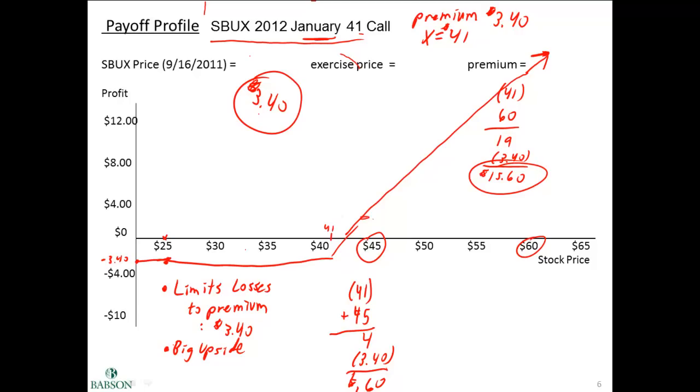versus if you bought the stock at 40 or 41 and sold it for 60, that's a 50% rise, as opposed to, again, a 500 or a 600% rise. So people who are interested in speculating on big price swings tend to use options.